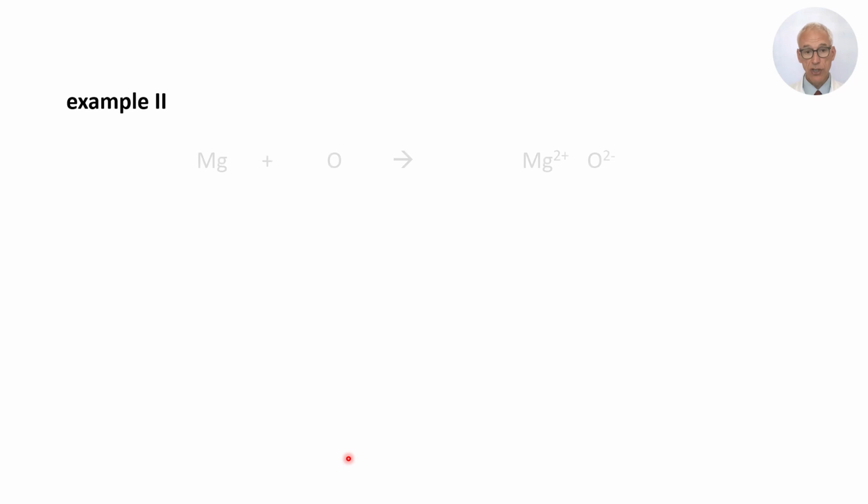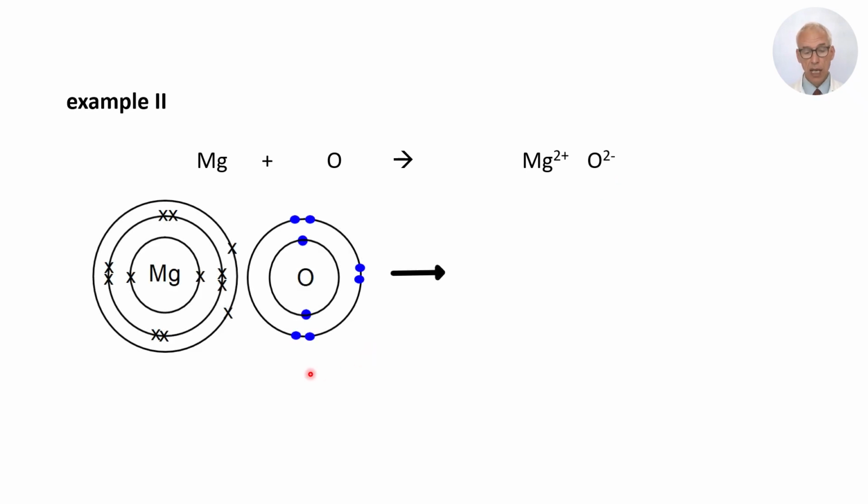So let's look at another example. Magnesium and oxygen making magnesium oxide, the magnesium 2+ ion, the oxide 2- ion. Here are the electron configurations or shell diagrams using crosses for magnesium electrons and dots for oxygen electrons for the atoms. Stop the class and draw the electron configuration for magnesium 2+ and for oxide 2- using dots and crosses. Come back to check against mine when you are ready.